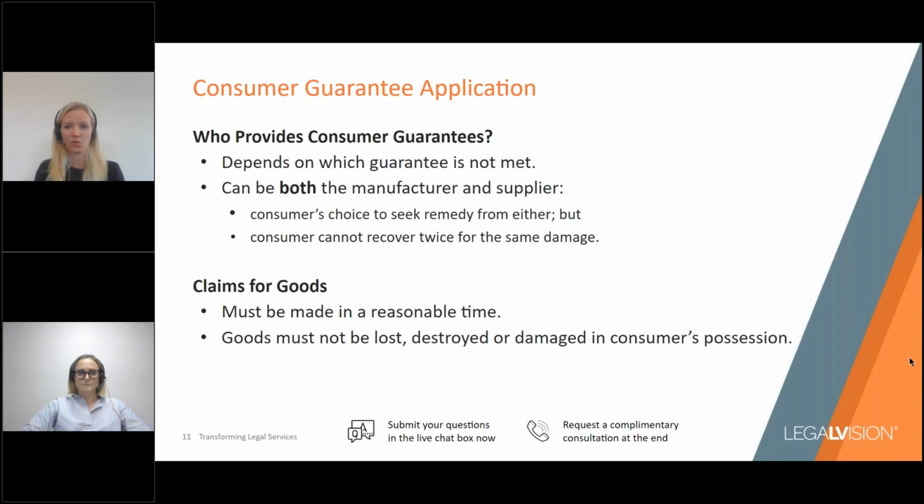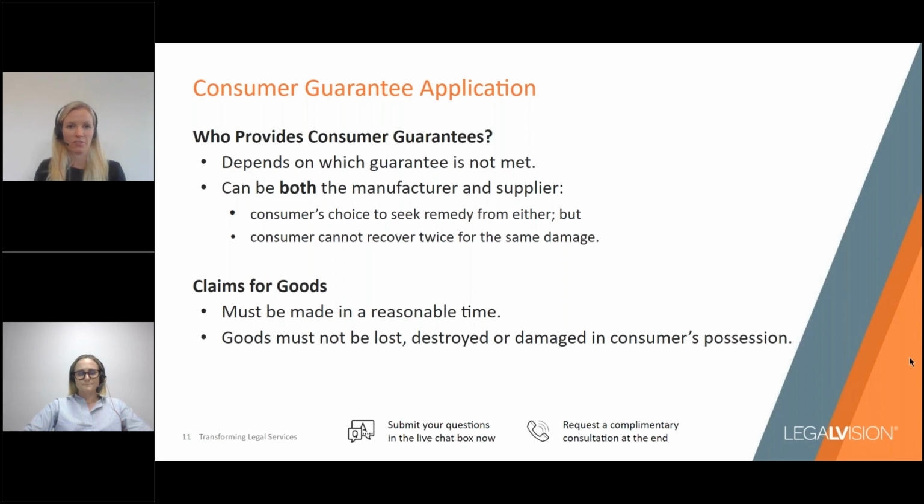In many cases, although the guarantee may have been given by the supplier under the CGA, they will still need to go back to the manufacturer for a remedy, such as a repair. If you are a supplier of goods, you should be prepared for this to happen and have clear processes in place with the manufacturer for a repair or a replacement of faulty goods so that you are able to comply with your obligations under the CGA.